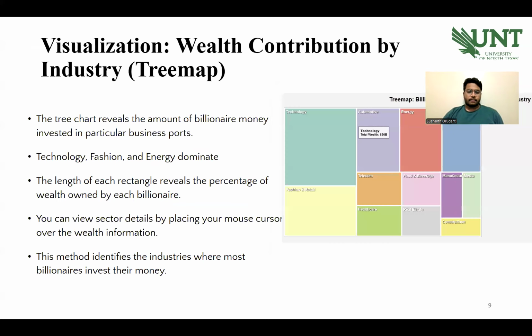Now, our tree map visualization groups billionaires by their primary industries. It shows industries like technology and retail as massive blocks, compared to smaller blocks like real estate and energy. This clearly highlights industry wealth concentration.